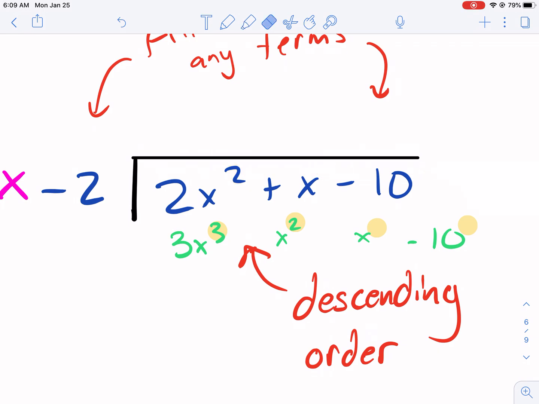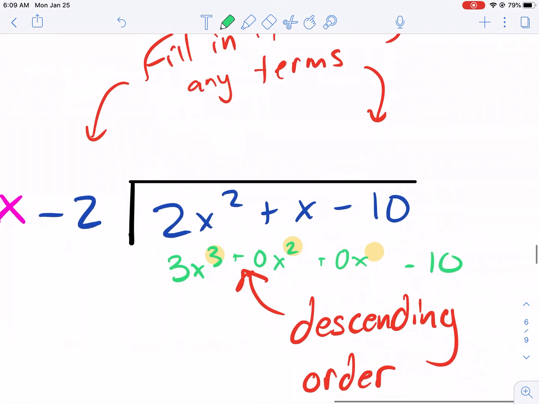But imagine we have x cubed minus 10, so these are gone. Well, that's when we're missing some terms, so you have to fill in, but you can't just put x squared, you have to put 0 and 0. Okay, and I'll talk about that more later, but that's what that means. You have to fill in any missing terms if necessary, if you're missing some.